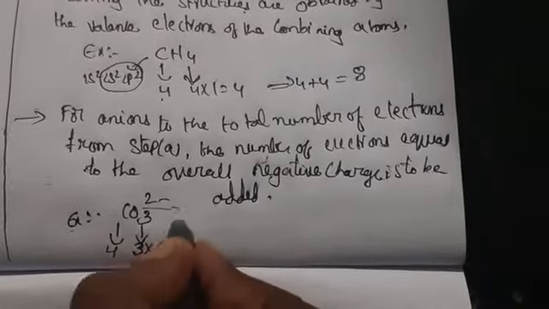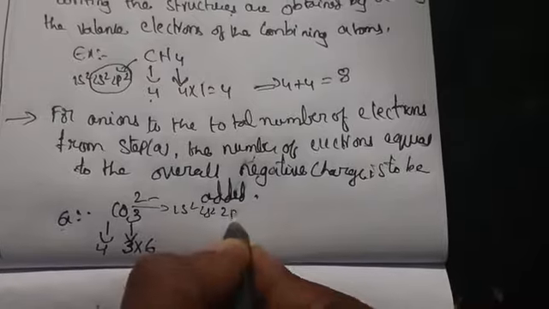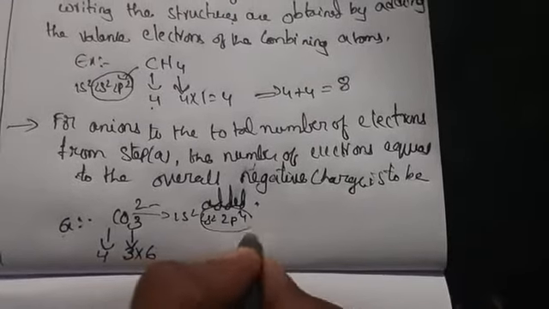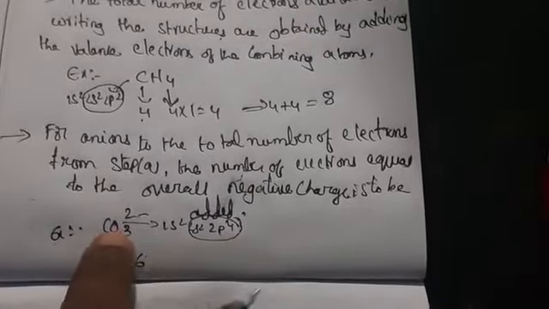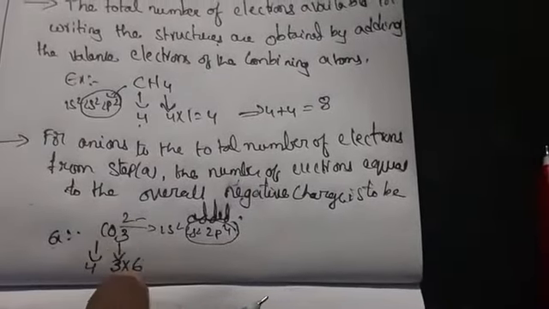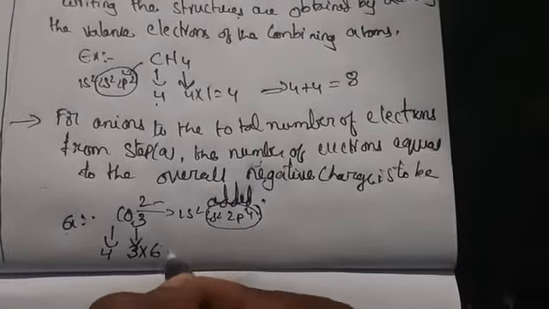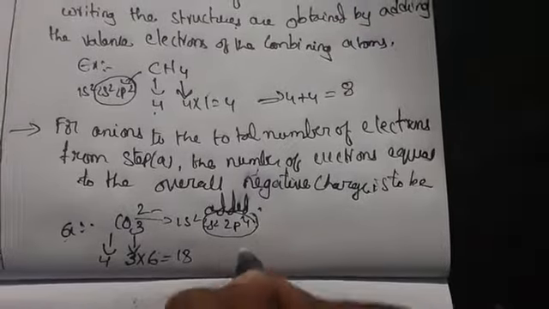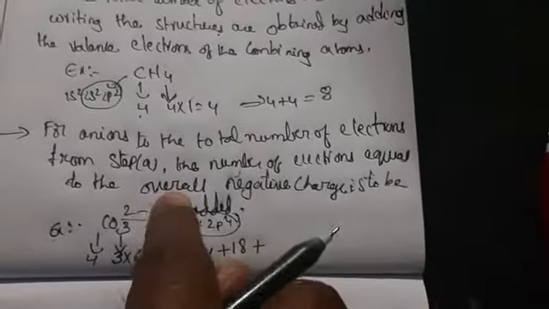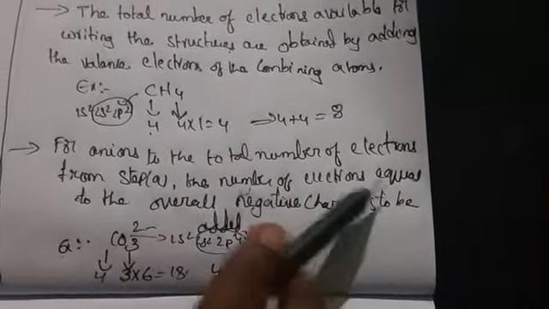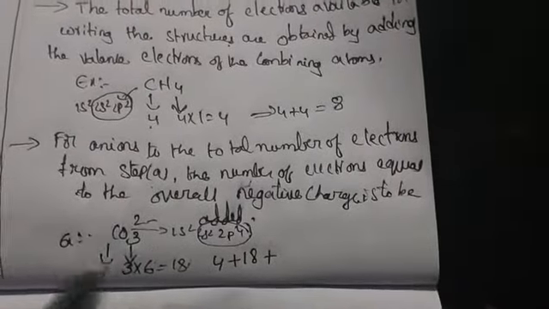It has the configuration 1s2, 2s2, 2p4. So what is its valence electron count? 6. How many oxygen atoms do we have? 3 oxygen atoms, so 3 into 6, which is 18. Now we have to add 4 plus 18. What I have told here is that for anions we add to the total number of electrons from step A. The same process we have done here also.